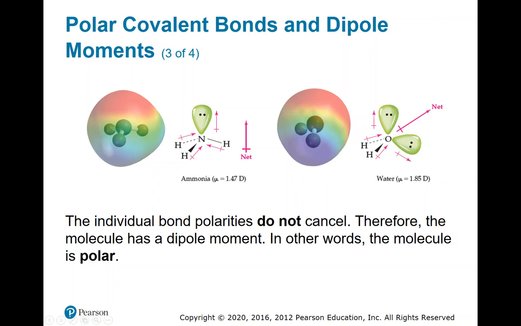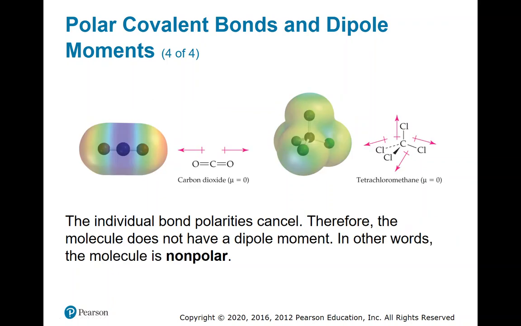A similar thing happens in water, where the horizontal components of the hydrogen-oxygen bond dipoles cancel each other, but the vertical components add together. And furthermore, the lone pairs on oxygen are also going to increase that effect. And so we get a net bond dipole that points basically from halfway in between the two hydrogens up towards the top of the oxygen atom. And so water is extremely polar as well.